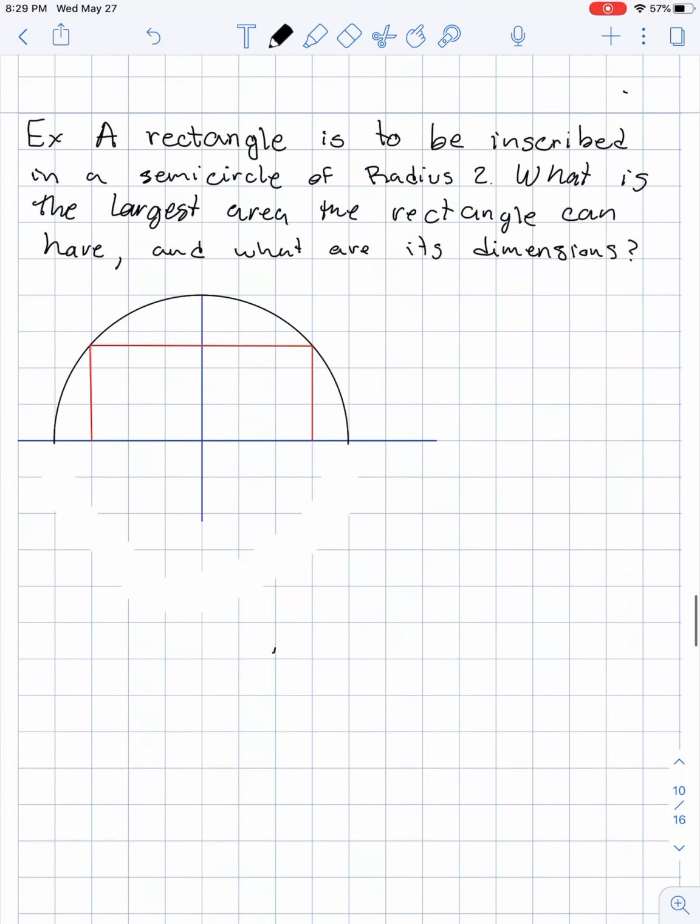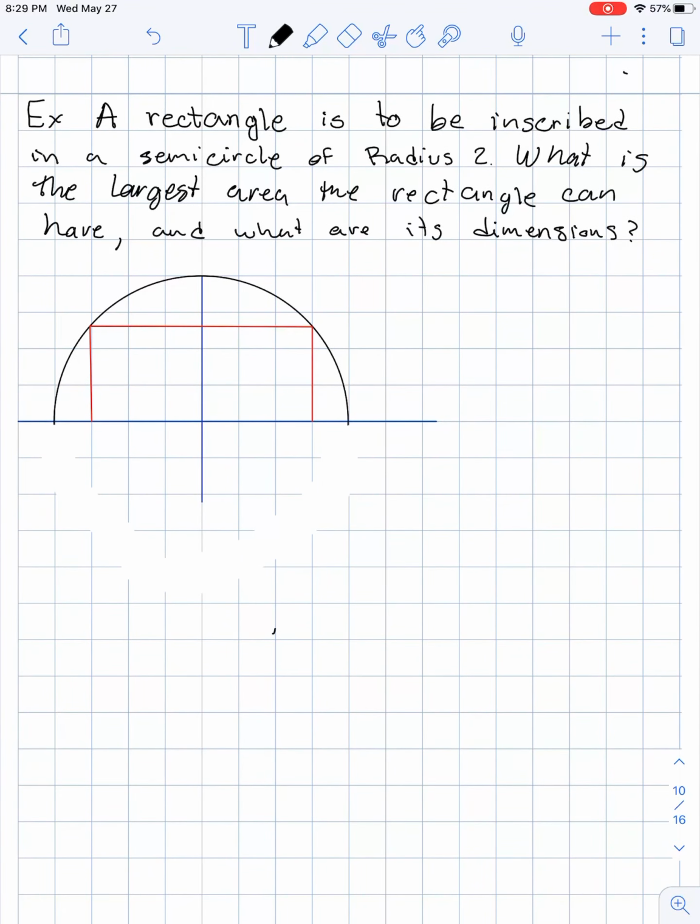So next problem. I know guys, my drawing is getting so good. So we're given that a rectangle is inscribed in a semicircle of radius 2. So this is 1, this one's 2. Then, what is the largest area the rectangle can have, and what are its dimensions?